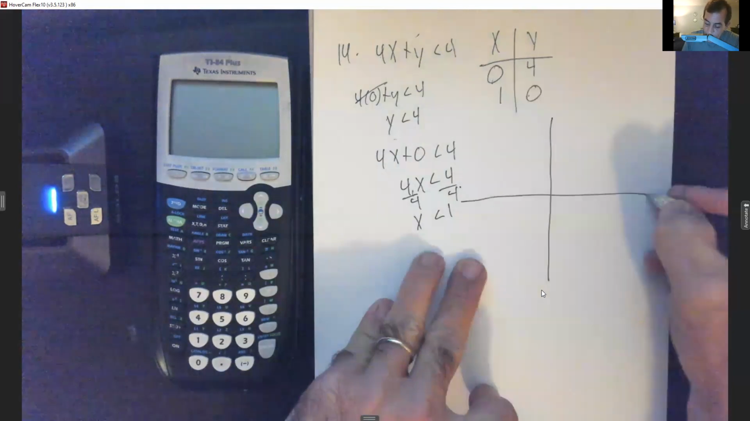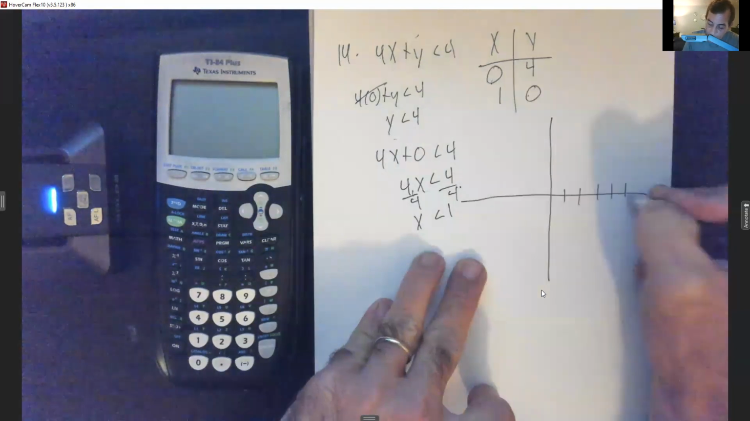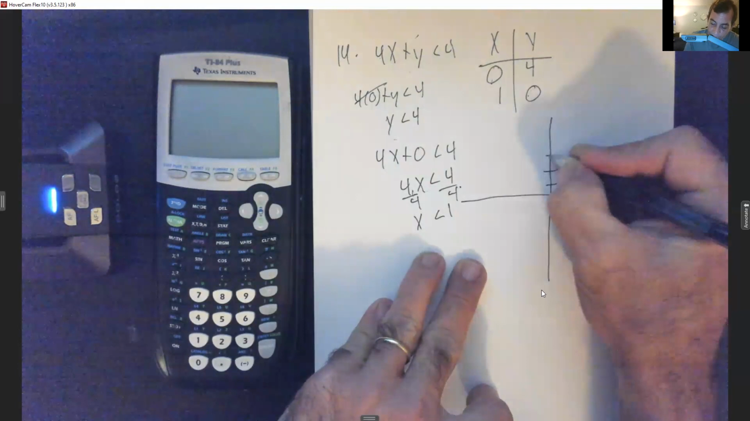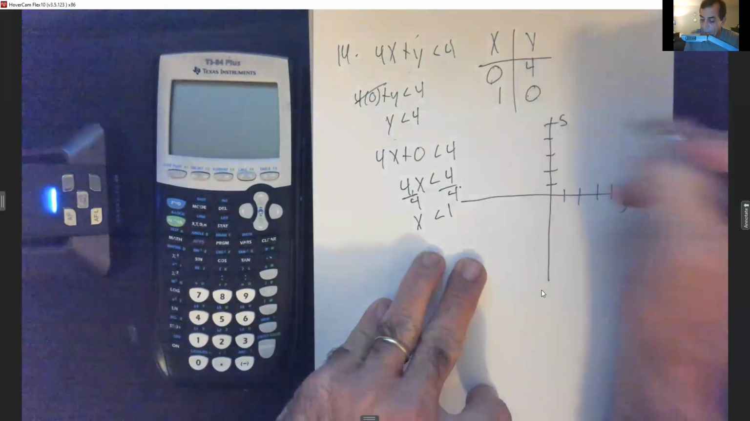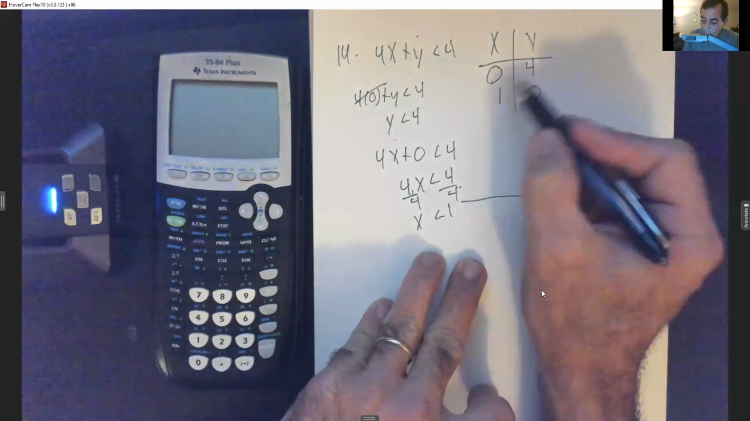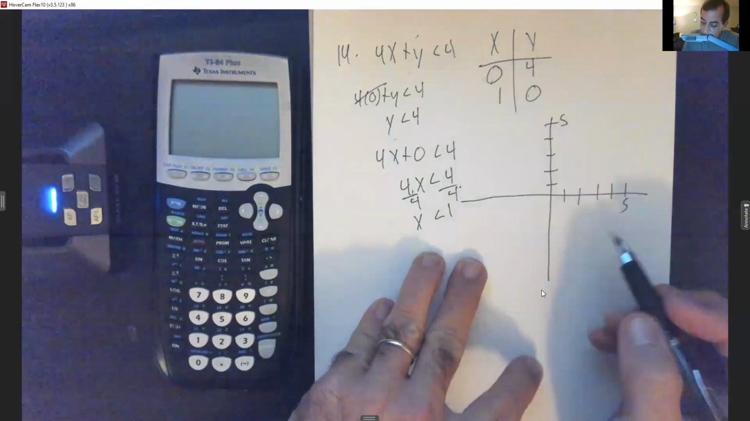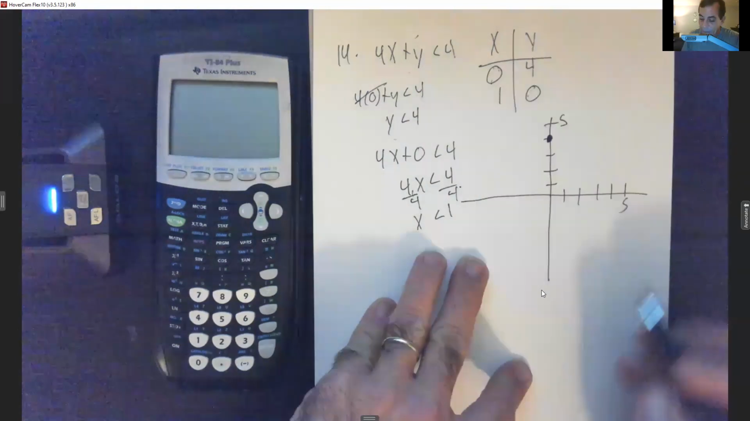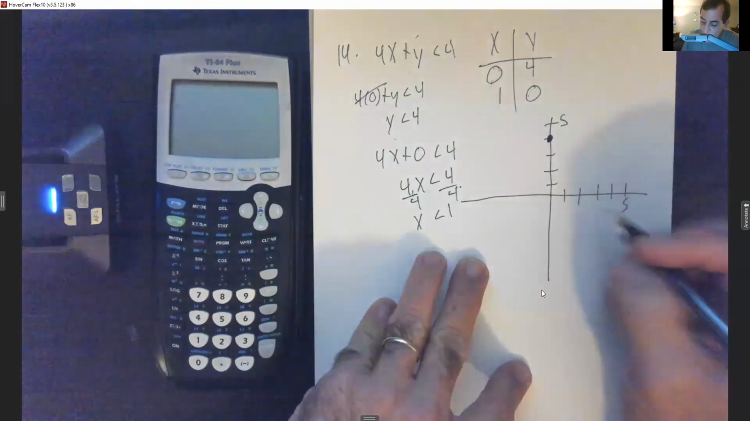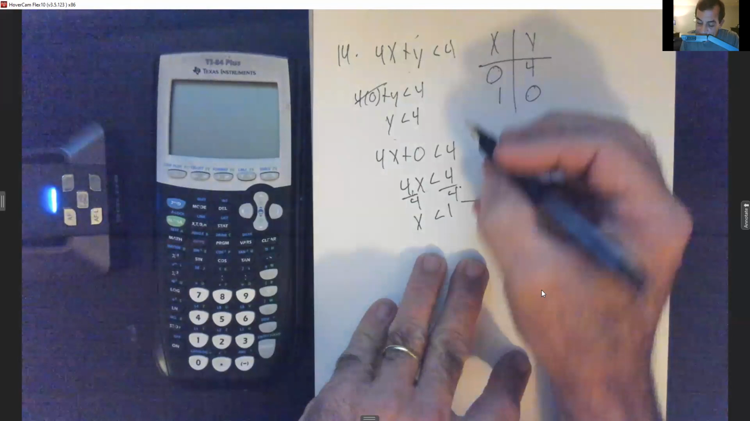All right, 1, 2, 3, 4, 5. 1, 2, 3, 4, 5. And I don't even have to draw this part really because all my numbers are positive. Watch this. 0, 4 is 0, 4. Once again, I got x and y intercepts, right? So here's 1, 0 will be on the x-axis at 1.